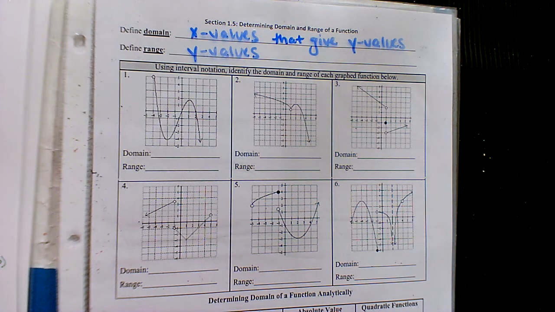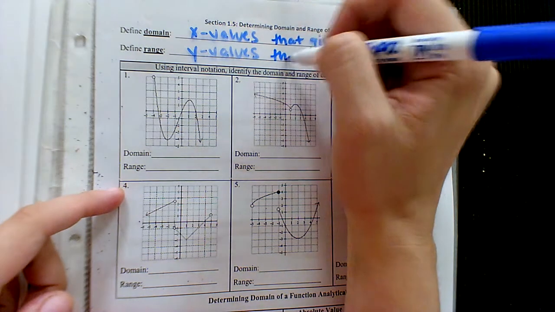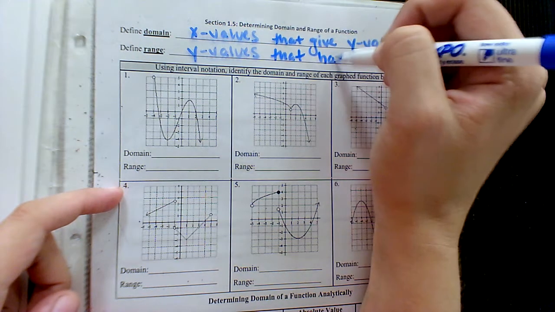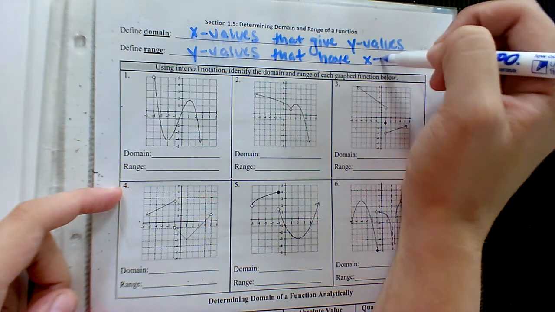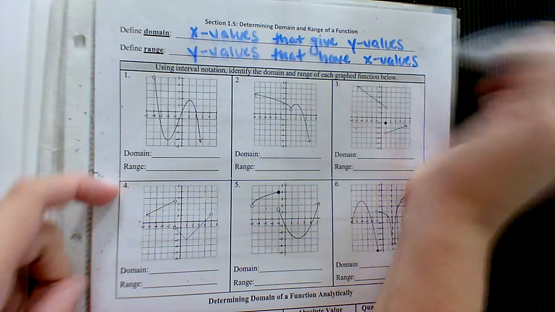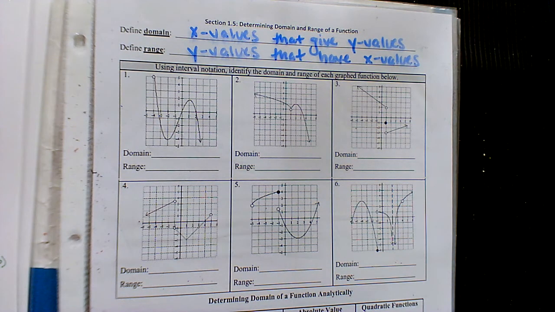Basically, if you know an x and a y, you have a point on your graph. That's what we're trying to determine. Where do we have points on the graph? Range is very similar. So we have y values that have x values. Y values don't give x values because y values are the dependent variable. So that's a more formal definition for those.